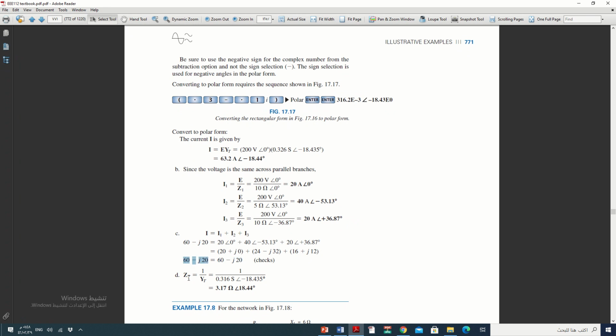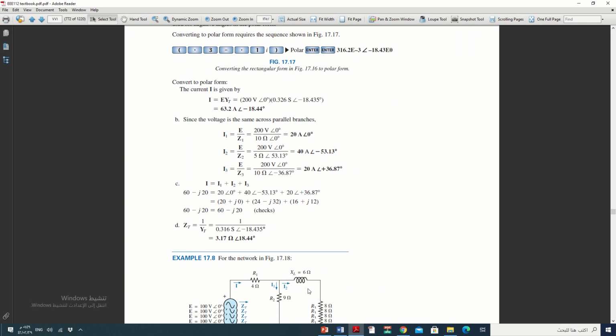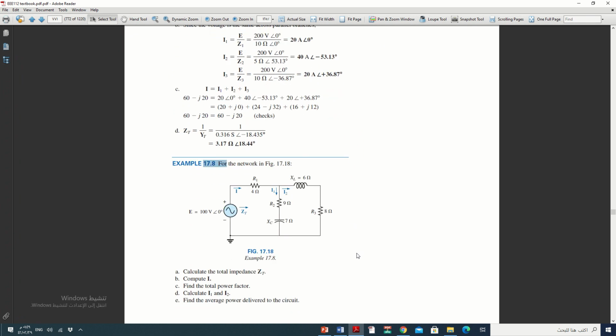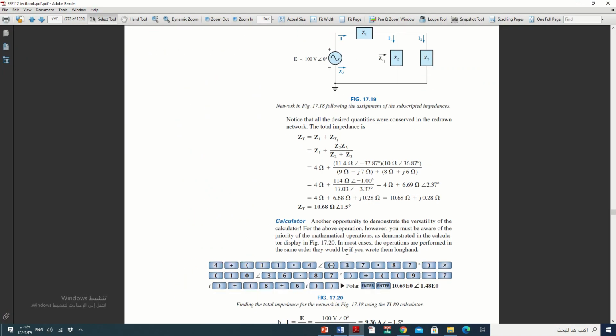The last requirement is Z total. How to find Z total? It is 1 over Y total. It is all direct substituting. You only need to know the formulas and understand chapters 15 and 16 for series and parallel. This chapter is a combination. Try to go through 17.8 at least for your studying. You need to go through the solved example.